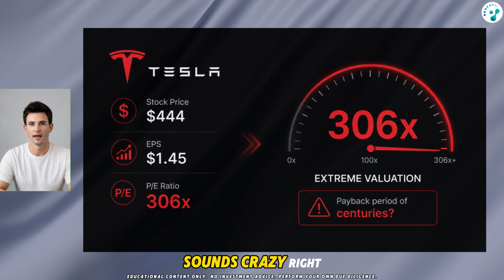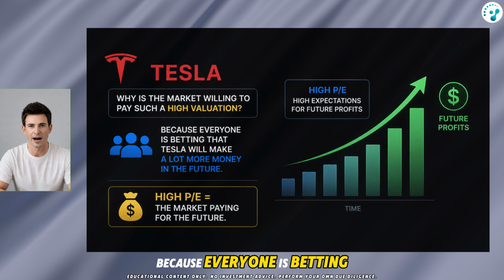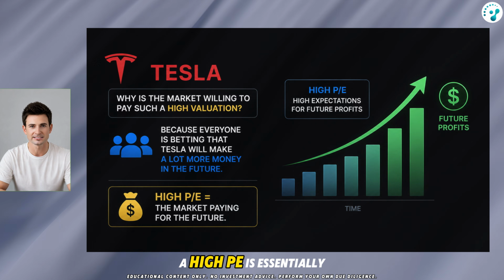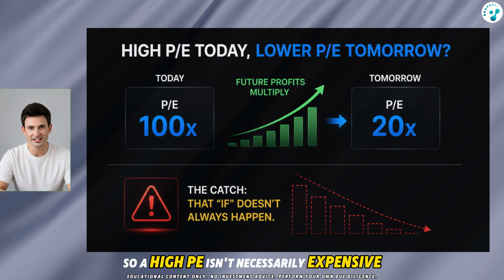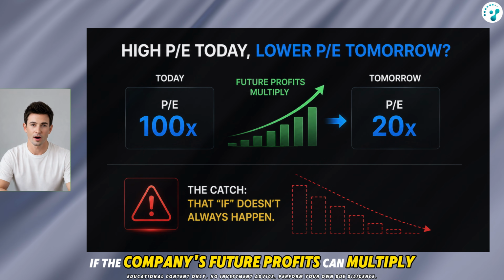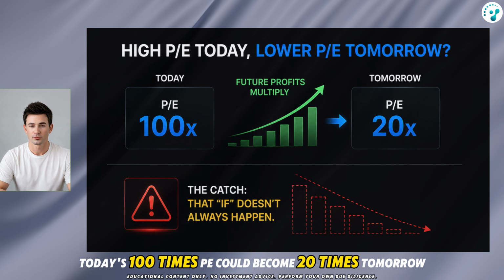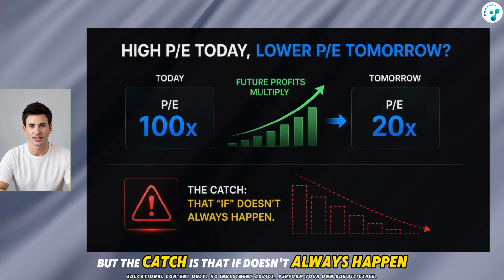Sounds crazy, right? But why is the market willing to pay such a high valuation? Because everyone is betting that Tesla will make a lot more money in the future. A high PE is essentially the market paying for the future. So a high PE isn't necessarily expensive. If the company's future profits can multiply several times over, today's 100 times PE could become 20 times tomorrow. But the catch is that it doesn't always happen.